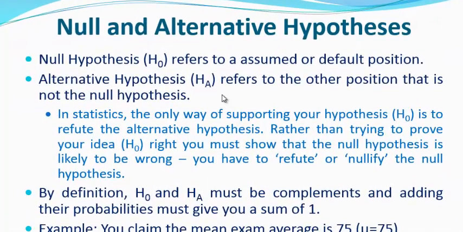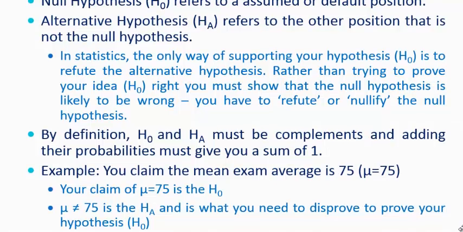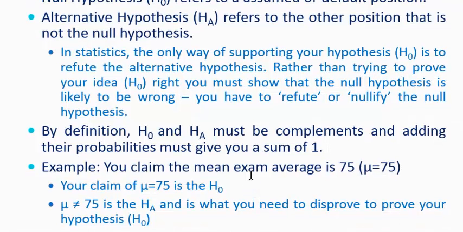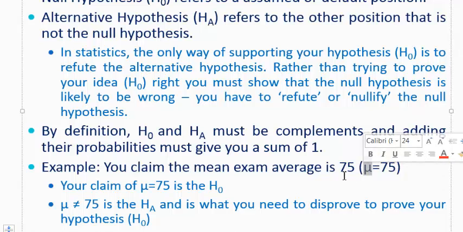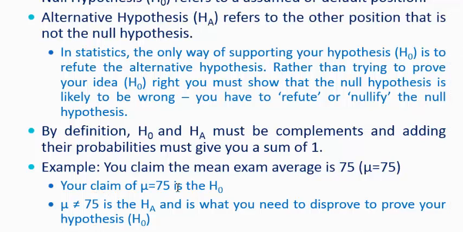A null hypothesis, or H0, is the assumed position, or the default position. If I make a claim, then that claim is the null hypothesis. If I claim the mean exam average is 75, mu, which is a Greek letter that means the mean in statistics, is 75, then my claim that the average is 75 is the null hypothesis. The alternative hypothesis would be that it's not 75.